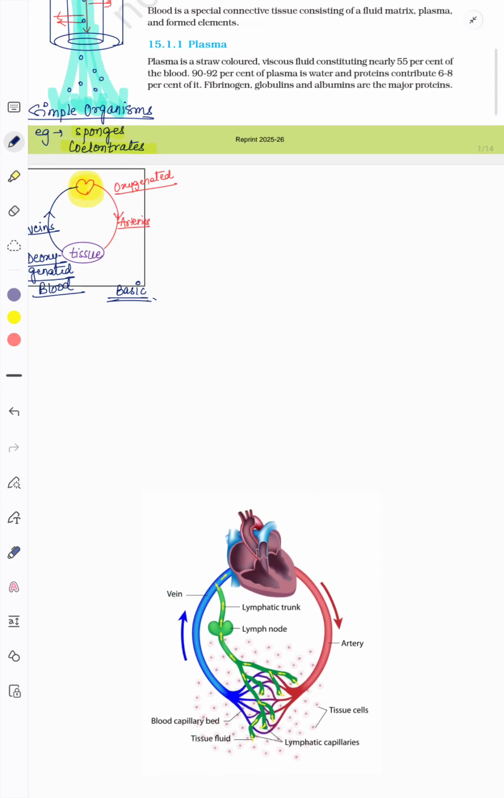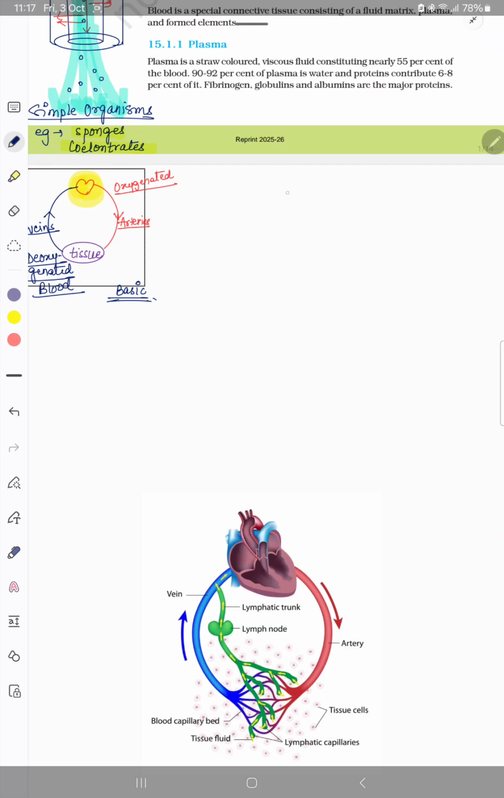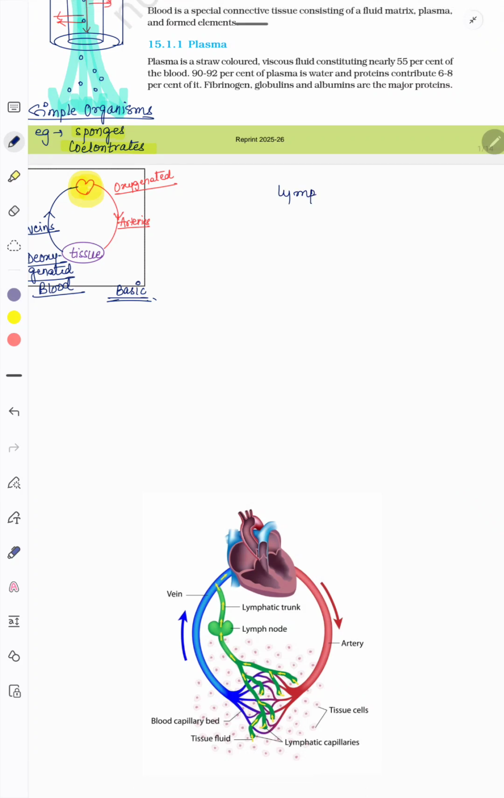Now what is lymph? Okay, so lymph is basically a clear colorless fluid that is present surrounding the tissues, taken up and runs into the lymphatic system of the body, later is drained into veins, right? So what is the path?